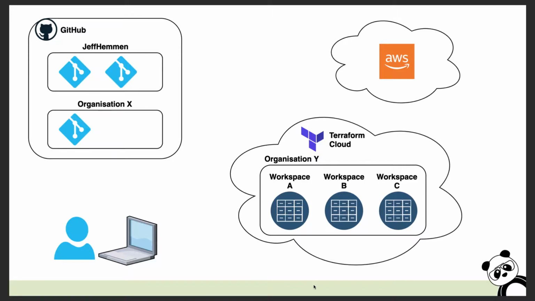So this is about Terraform Cloud and a bit about its internal structure. So in GitHub, which, quick show of hands, who is not familiar with GitHub? All right, so GitHub is really just a place where your Git repositories can live so that your team can work together. Often you have a namespace which is just your username. In my case, that's Jeff Hemmen, but you can also create organizations. For example, your organization X, and then you have a repository in there.